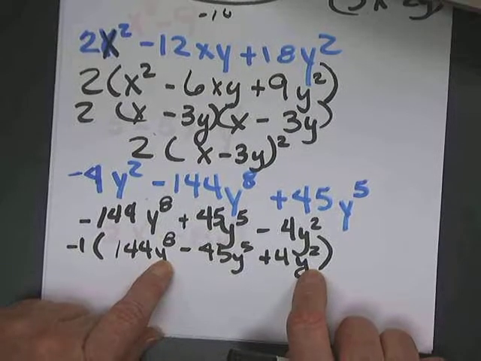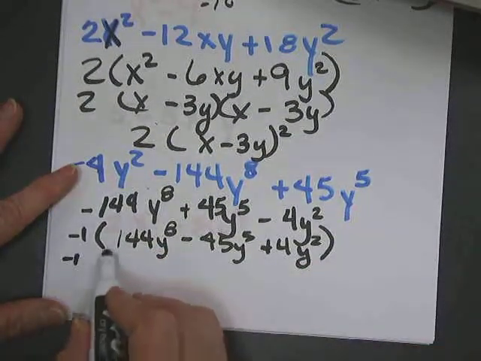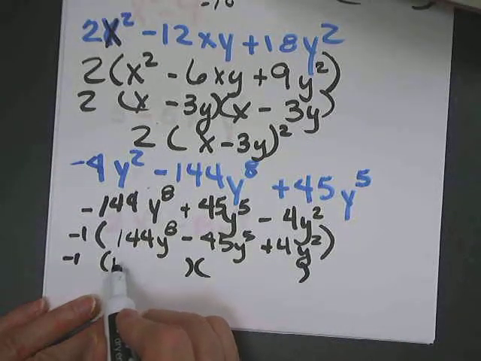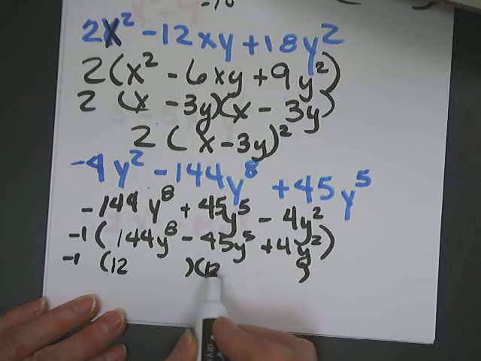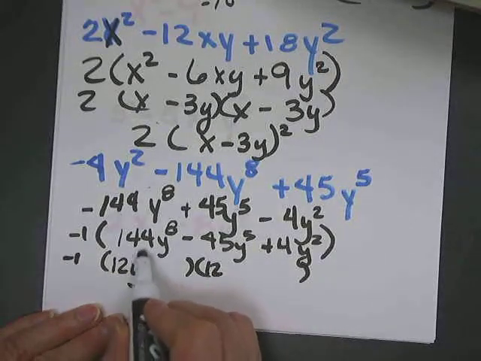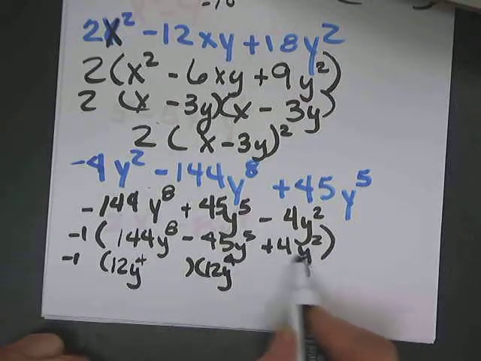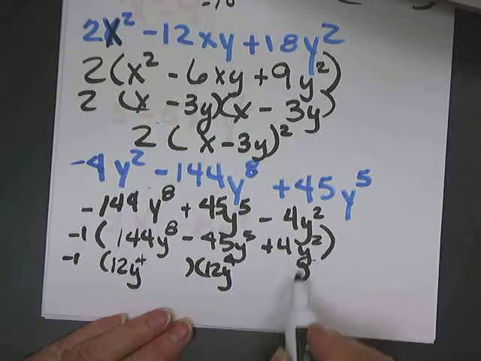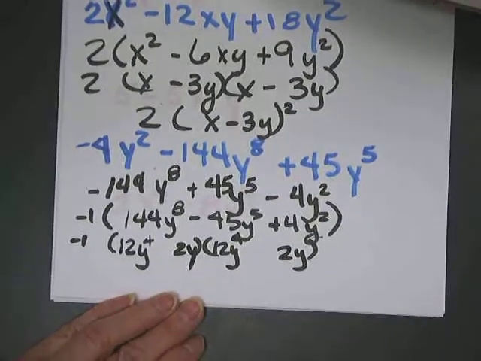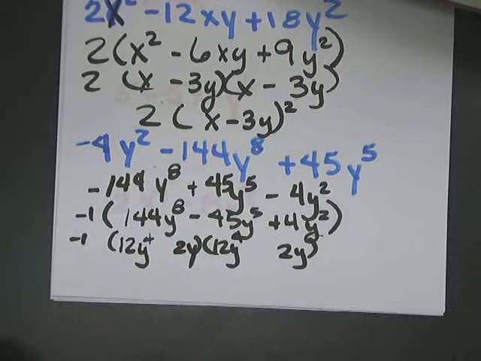Is 144 and 4 squares? If it's even, you can divide it in half, so it is. So we have the negative 1 up here. 144 is 12. Half of that to the 4th, right, y to the 4th. And 4y squared? 2y. 2y.